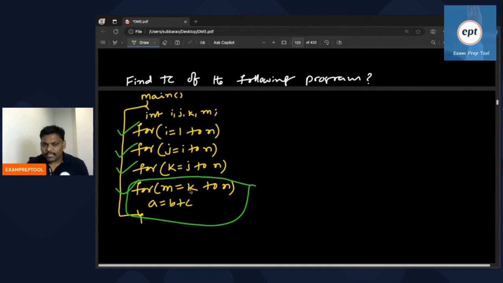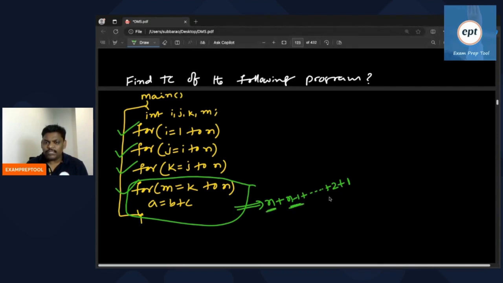So m is equal to k. Let us say k is 1. If k is 1, the m loop goes from 1 to n. So if k is 1, this will repeat n times. If k is 2, it will repeat n minus 1 times, and so on. Lastly, k is 2, lastly 1.